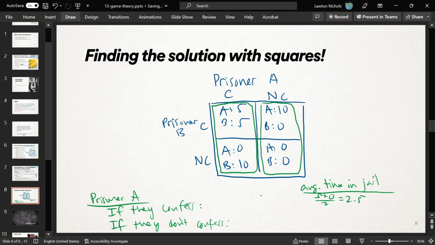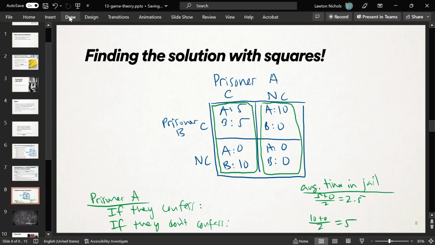See that? If prisoner A does not confess, then they're forced into one of these options, right? Either prisoner B did confess, unfortunately, and they end up with 10 years in prison, or if prisoner B kept their mouth shut, then they both get to walk out free and prisoner A gets 0 years. And so what's the average time spent in jail if they did not confess? It's going to be 10 plus 0 over 2, which is 5.